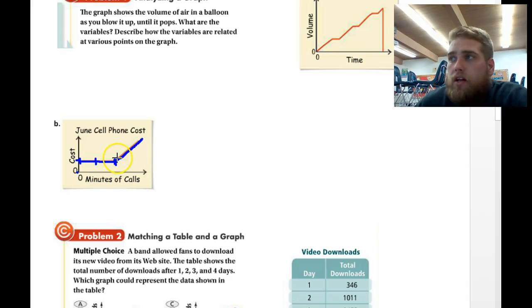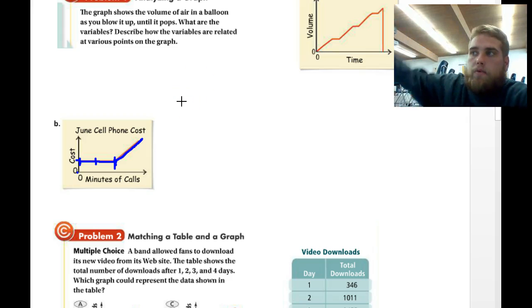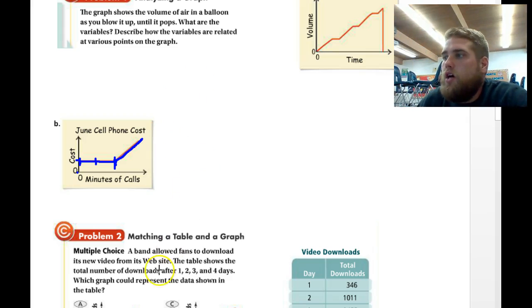Once again, you should think about this. Let's go back to minutes. If you spend $100 for, let's say, 200 minutes on your cell phone, it's $100 no matter if you use 1 minute, 5 minutes, 100 minutes, or 200 minutes. But once you hit 201, then it starts spiking up exponentially. It just goes right up there. So hopefully that makes sense.